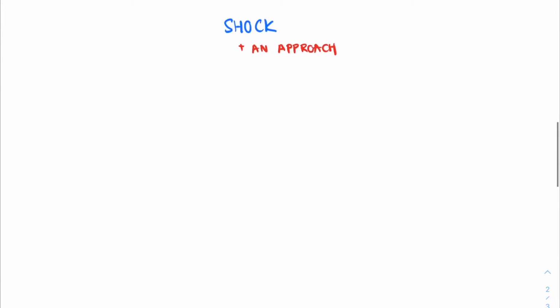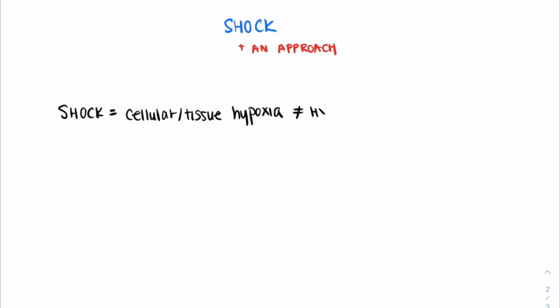When we think about shock, what we're really saying is that it is a state of cellular and tissue hypoxia, either due to reduced oxygen delivery, increased oxygen consumption, or inadequate oxygen utilization. What it doesn't mean is simply hypotension. You can certainly have evidence of hypotension without any evidence of shock.